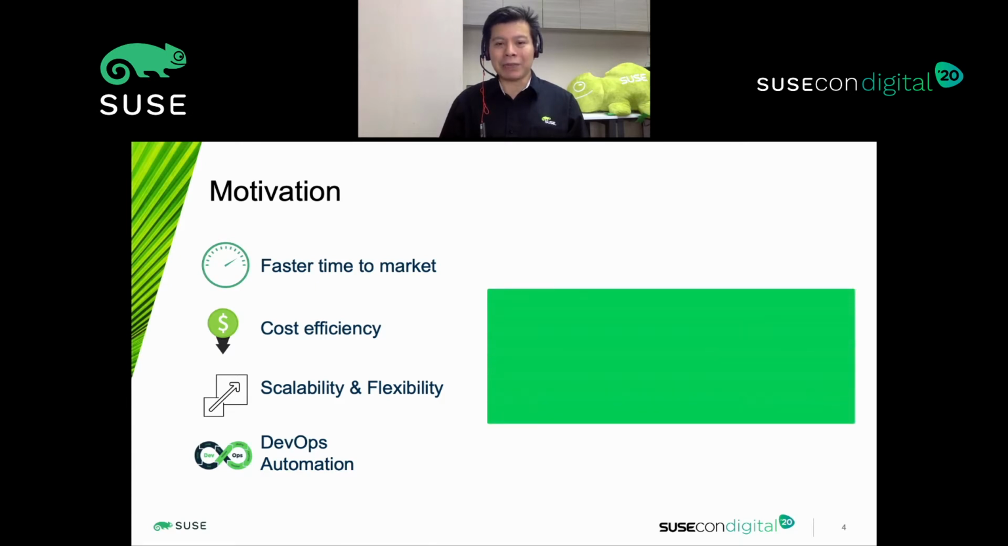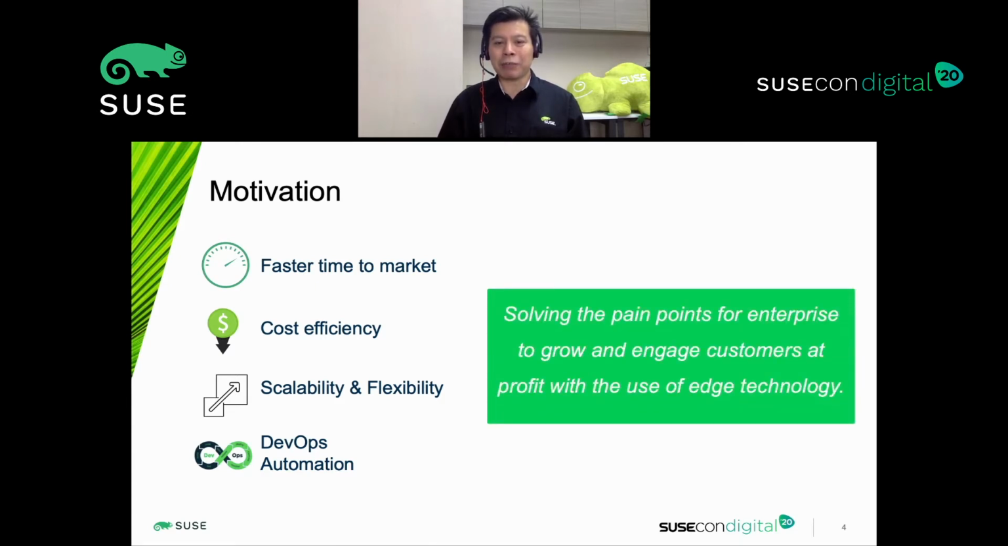So all in all, as you can see here, the whole objective is to move the legacy application into the cloud native way, so that the whole IT infrastructure will be transformed to solve the pain points for the enterprise to grow and to engage their customers at profit with the use of edge technology like container, microservices, and continuous integration delivery practices.